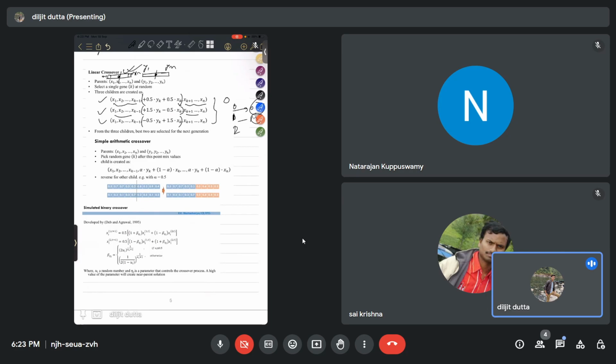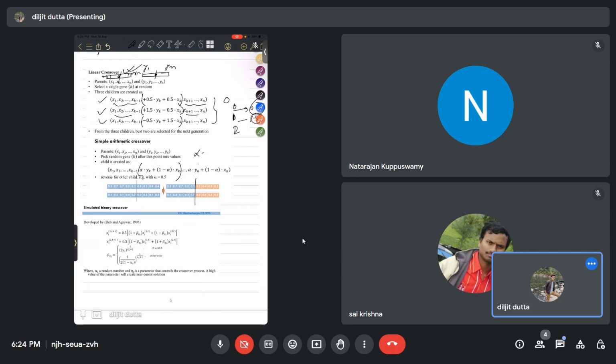Then there is a second method. This is called the simple arithmetic crossover. Again, this is similar to the binary crossover, but after we select one site randomly, we multiply the value of that site by this form: alpha yk plus 1 minus alpha of xk. So we'll select alpha at random.